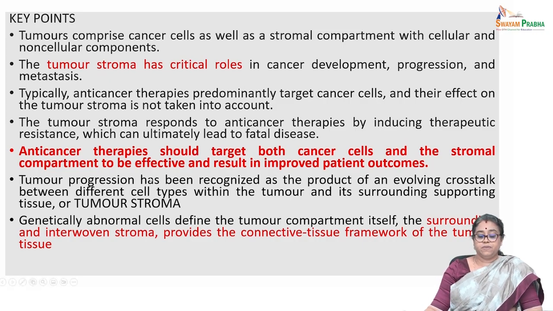Tumor progression has been recognized as the product of an evolving crosstalk between different cell types within the tumor and the surrounding supporting tissue or the tumor stroma. That is what we saw: what amount of crosstalk happens between the tumor cells and the adjacent cells in the tumor microenvironment. Genetically abnormal cells define the tumor compartment itself. The surrounding and the interwoven stroma provides the connective tissue framework for the tumor tissue.